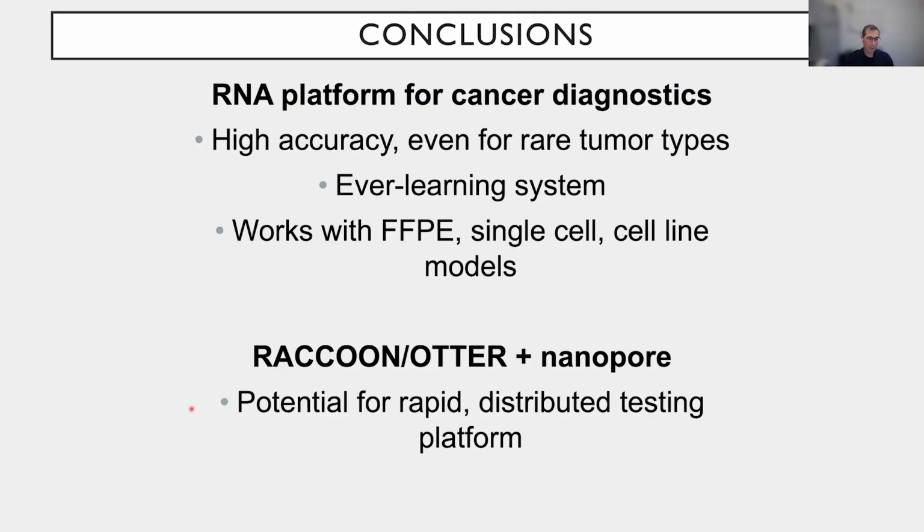And so I think I'll end here a couple minutes early to show you that I've tried to describe an RNA platform for cancer diagnostics. It has high accuracy, even for rare tumor types. It's ever learning. New subtypes are beginning to emerge. Many of them have prognostic relevance and some have therapeutic relevance as well. It works with paraffin, single cell, line models, and now with Nanopore data. And the addition of the Nanopore, I think, is hugely exciting for the potential of us having this distributed testing where people sequence locally and then use a common framework to analyze and potentially to diagnose their tumors.